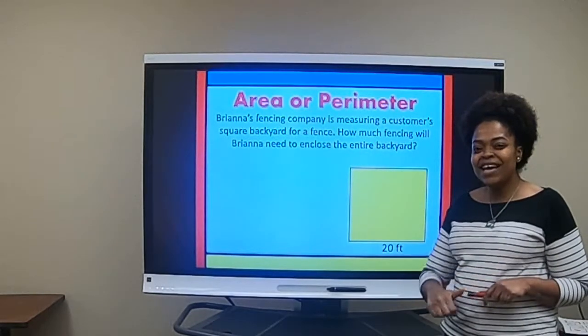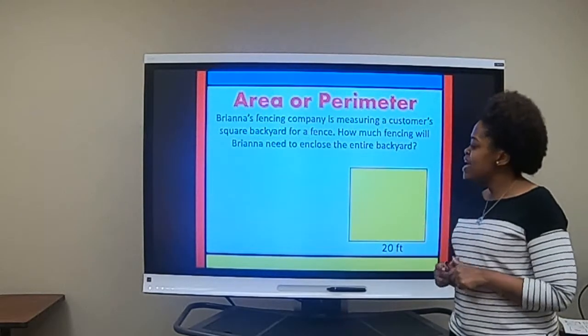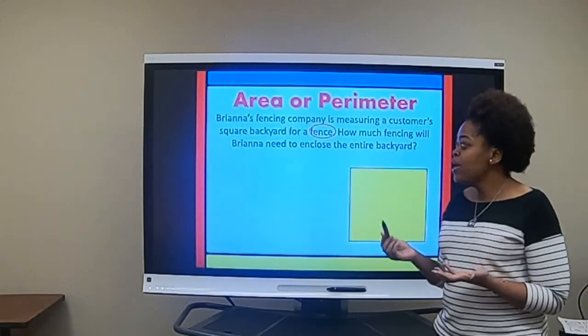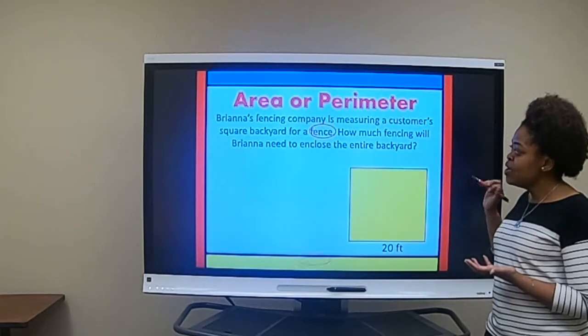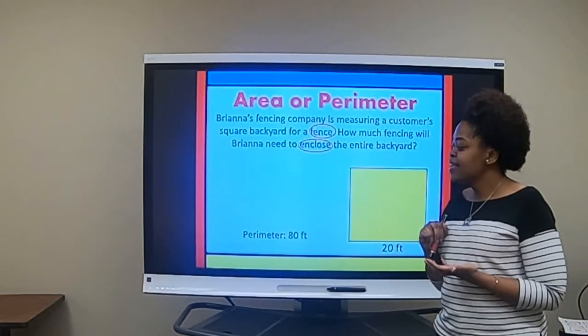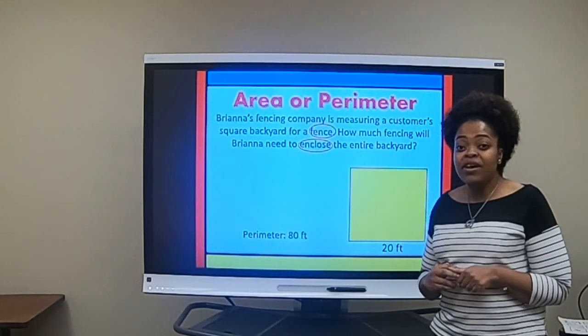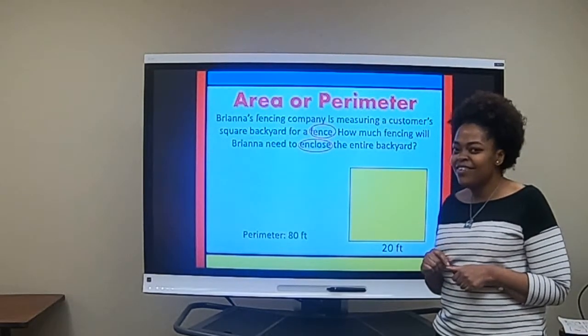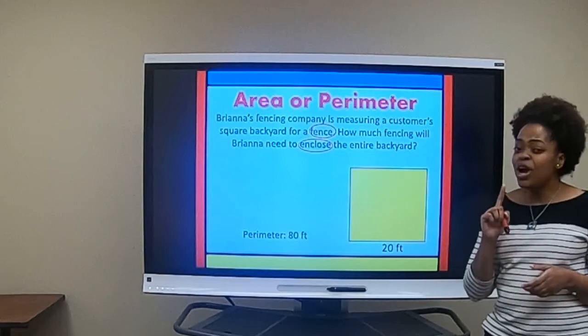Good job. This word problem is perimeter. Now, one key term was fence. If you thought about enclosed, then you're really smart, because that was kind of tough. Let's try one more.